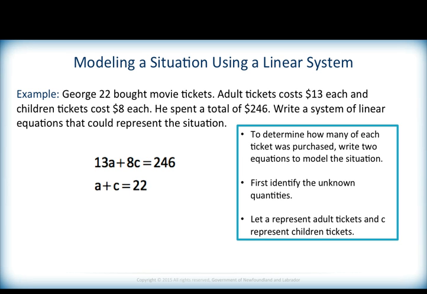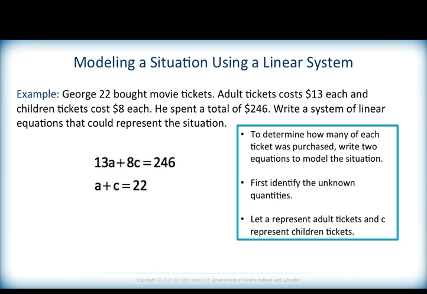Now how do we go about getting that? That came about after looking at the sentence, adult tickets cost $13 each. A represents an adult ticket, so we're going to say $13 per adult ticket. So it's 13a. Next we have 8c, and it's very similar to the adult ticket, but a child's ticket is going to be $8. So that's going to give us 8c. And it says that he spent a total of $246. So we're going to keep that 246 with the 13a and the 8c because it's all dealing with cost and money.